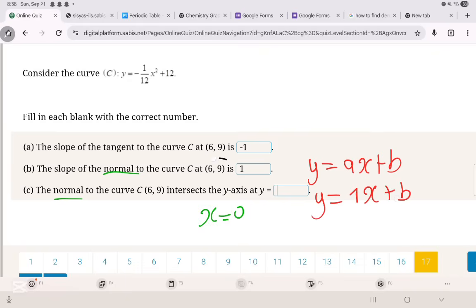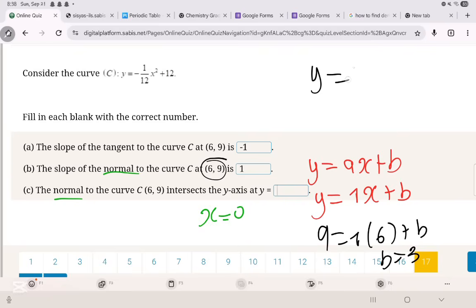We can substitute the point 6, 9. So 9 is equal to 1 times 6 plus b. b is then equal to what? It's equal to 3. So y is equal to 1 times x plus 3, right?